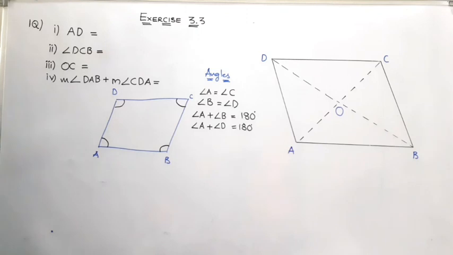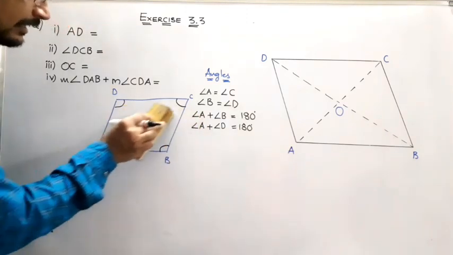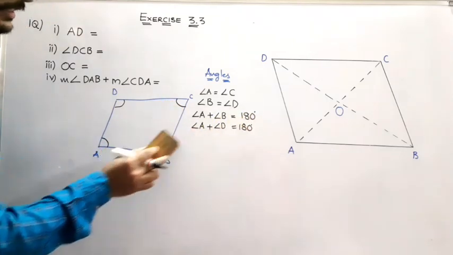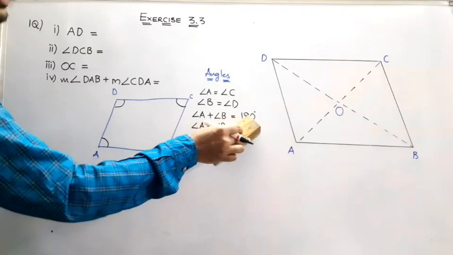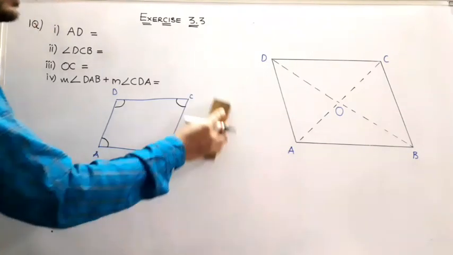Okay. So this is with angles. That means opposite angles are equal, and the sum of the adjacent angles, adjacent means side by side, will always be equal to 180 degrees or supplementary angle.